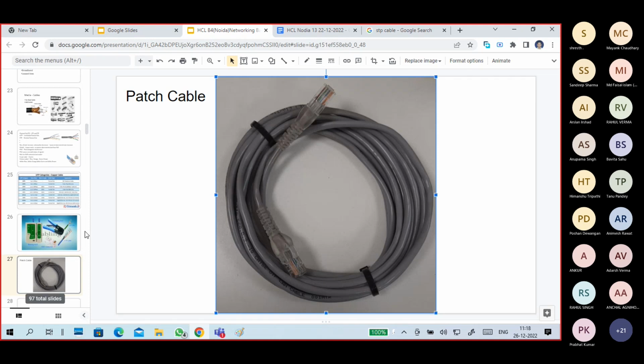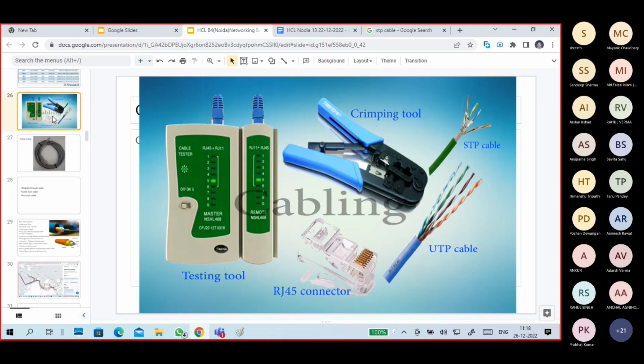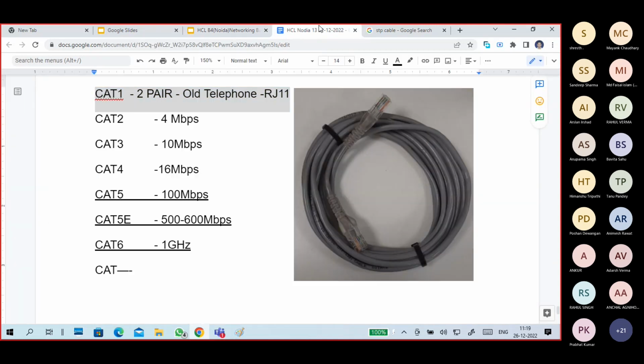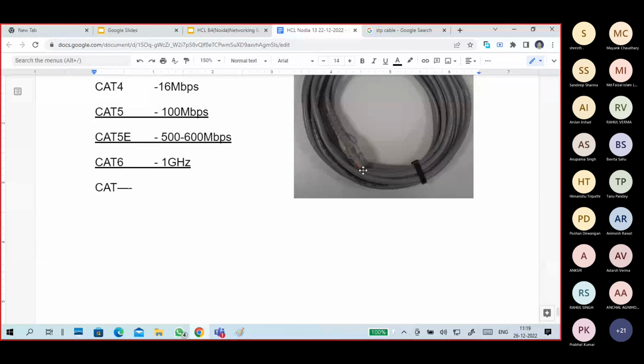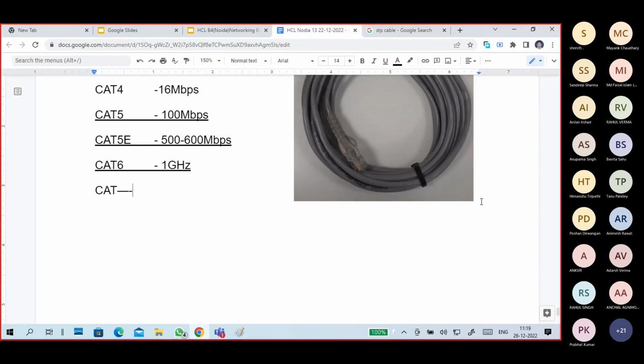So when you go to any organization and someone asks you to give them a patch cable, immediately don't put on a blank face. Understand that a patch cable or a LAN cable are all the same.